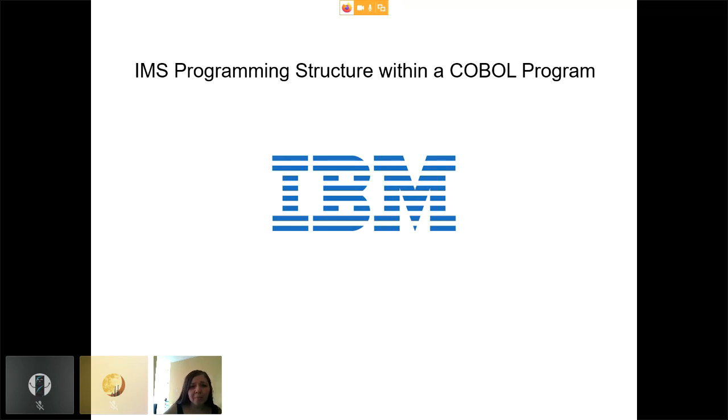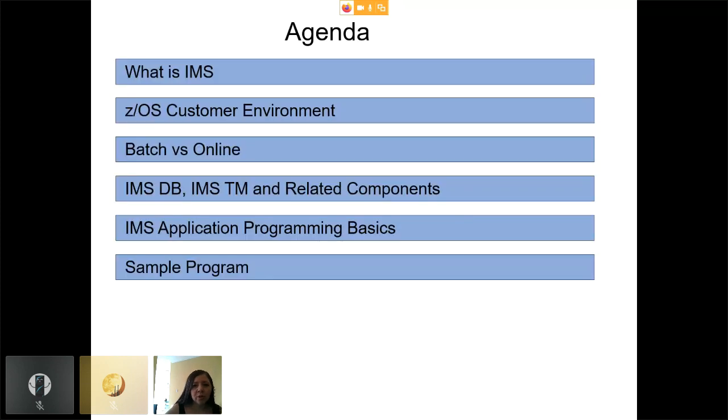Today I will be talking about IMS programming structure within a COBOL program. We will also go over some components of IMS that you need to do so. So let's take a look at the agenda. We'll discuss today what is IMS, look at a typical customer environment, which is actually very diverse. We are going to discuss a bit of what batch means versus online. We will look at some IMS components like IMS Database Manager, IMS Transaction Manager, and any related components. We will get into IMS application programming basics within a COBOL program and take a look at a sample program that will help you get started.